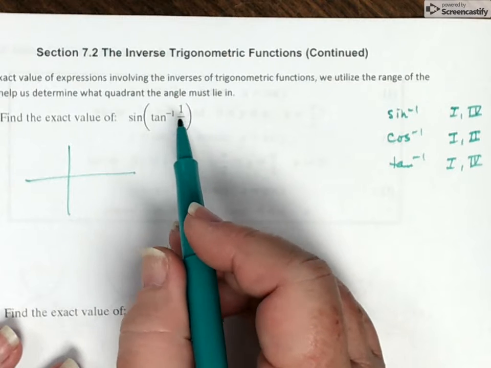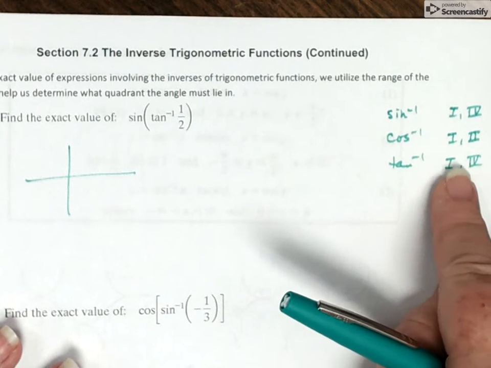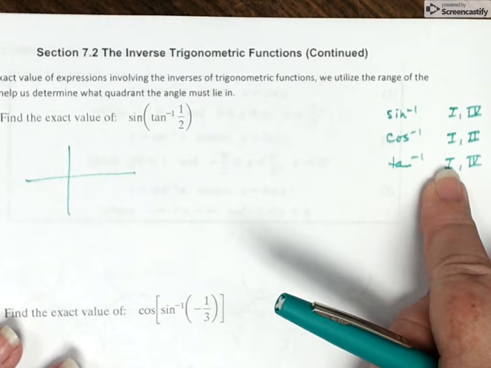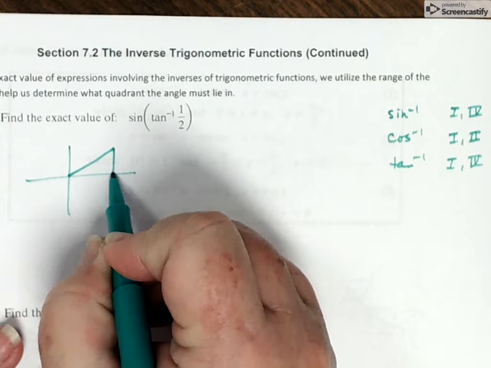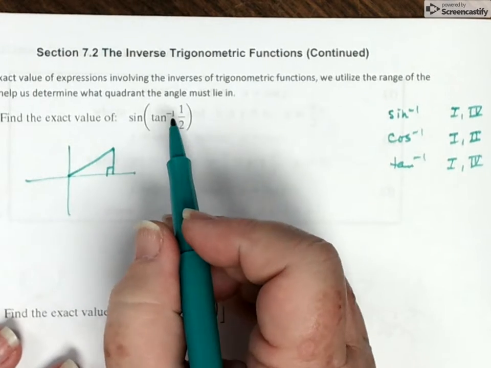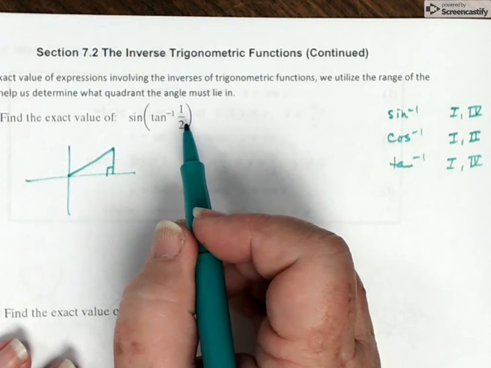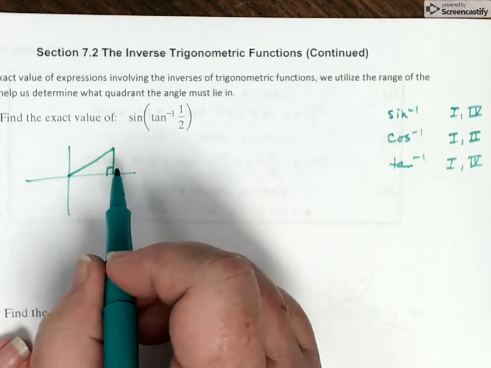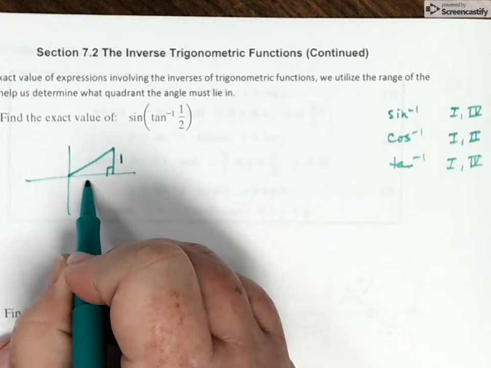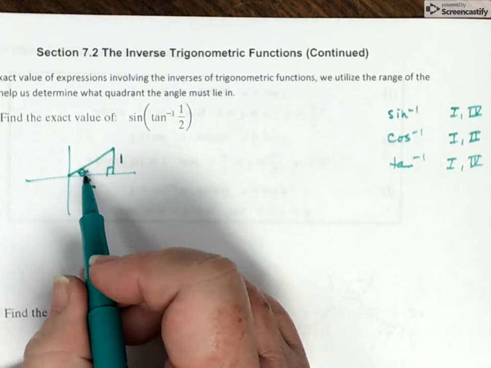Well, the inverse tangent of 1/2 means that my tangent value is positive, and of these two quadrants, the tangent value is positive in quadrant 1. So I'm going to draw my triangle in quadrant 1. The tangent value, remember, is y over x, or opposite over adjacent. And so y over x means this value would be 1, the x value would be 2, and my theta is right there.